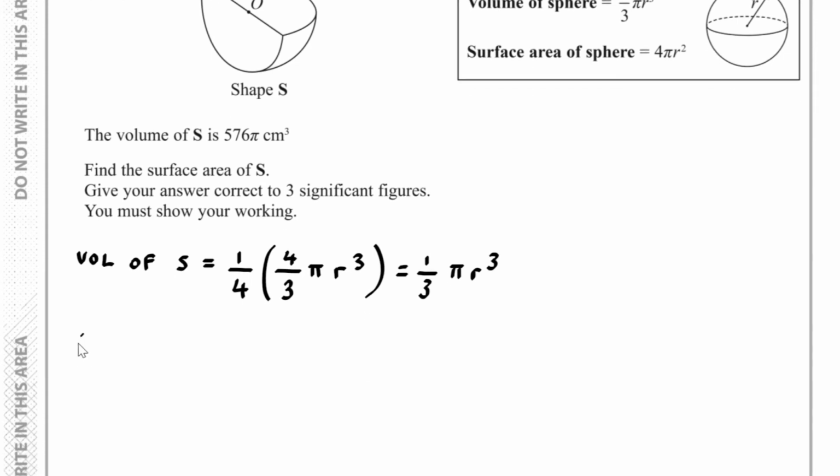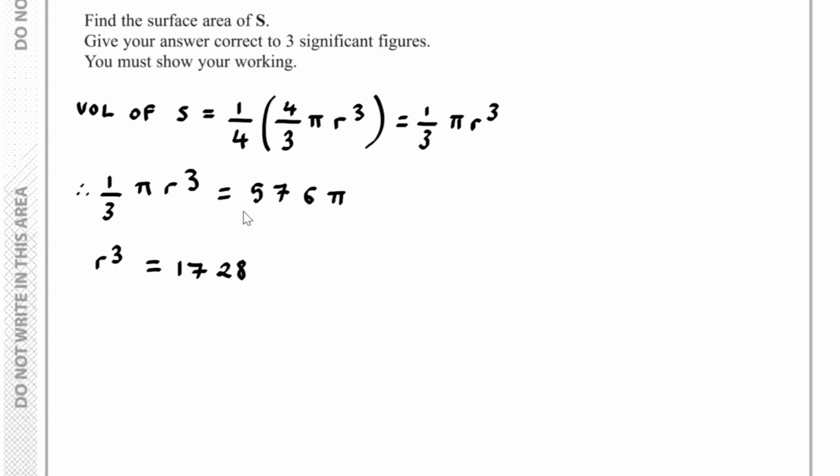And I know that the volume is 576 pi. So I've got 1/3 pi r cubed equals 576 pi. The pi's cancel on both sides. So I've got r cubed, which is equal to 1728, which means r is equal to the cube root of this, which is 12.